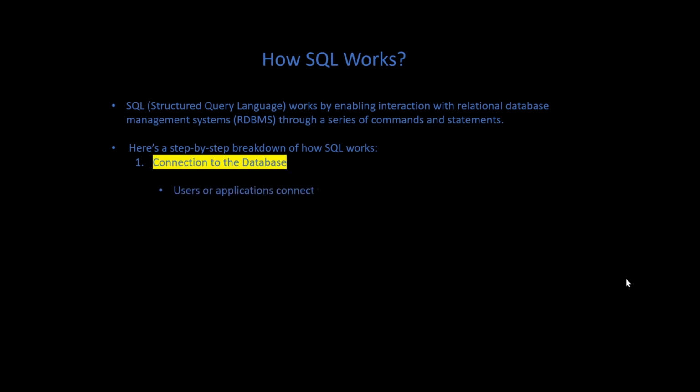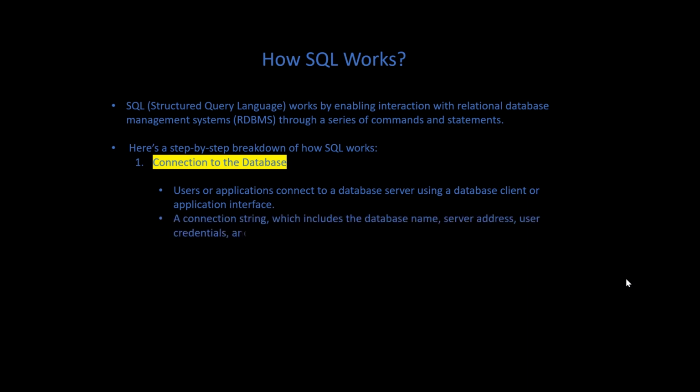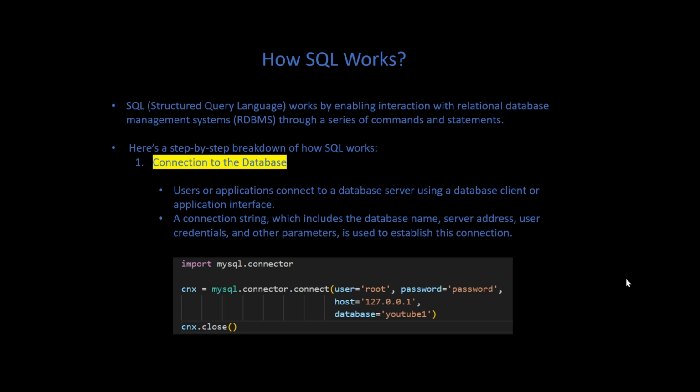First is connection to the database. Users or applications connect to a database server using a database client or application interface. A connection string, which includes the database name, server address, user credentials, and other parameters, is used to establish this connection. As you can see in this example showing the connection to the database.